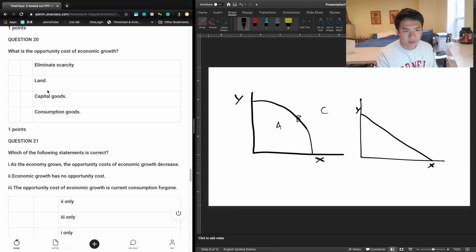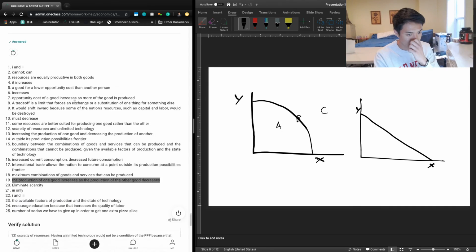Land and capital goods. Opportunity cost refers to what you give up. You most likely would actually be increasing the amount of land and capital goods you have by investing in economic growth, because those are things that are going to increase your ability to produce. So those are not really the case. Consumption goods is going to be the correct answer, because by investing in economic growth, you give up the ability to consume in the current period. Like we said, with your money, you can only do two things. You can either consume or you can invest. And if you choose to invest, then you decrease your consumption. So consumption goods is going to be the correct answer here. So question 20.